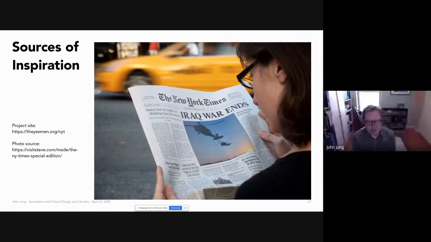So at this point, we decided that our prompt for making a new speculative design project would be, how could we create a version of the New York Times Special Edition that would still work today in 2020? So at that point, we started to brainstorm in a very focused way about what that might be like.